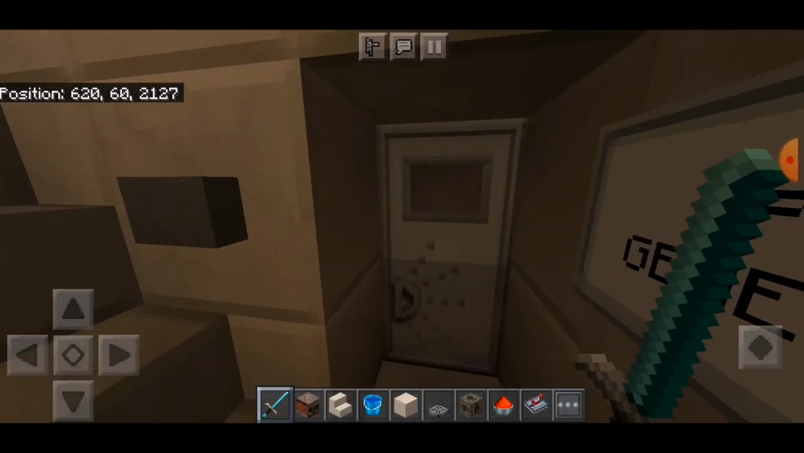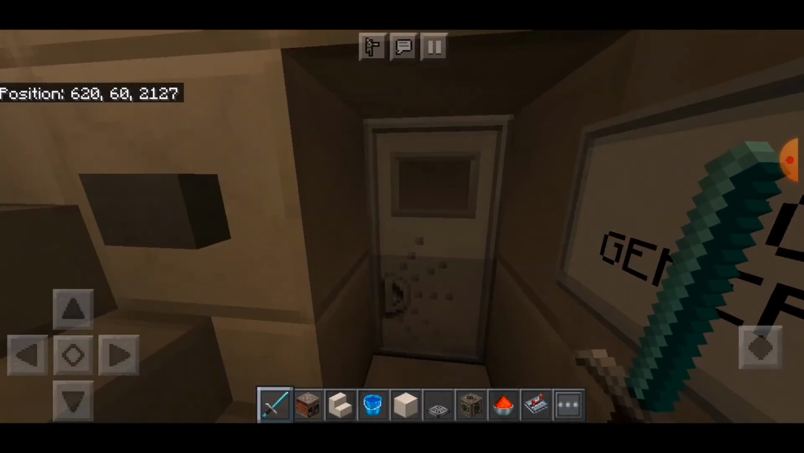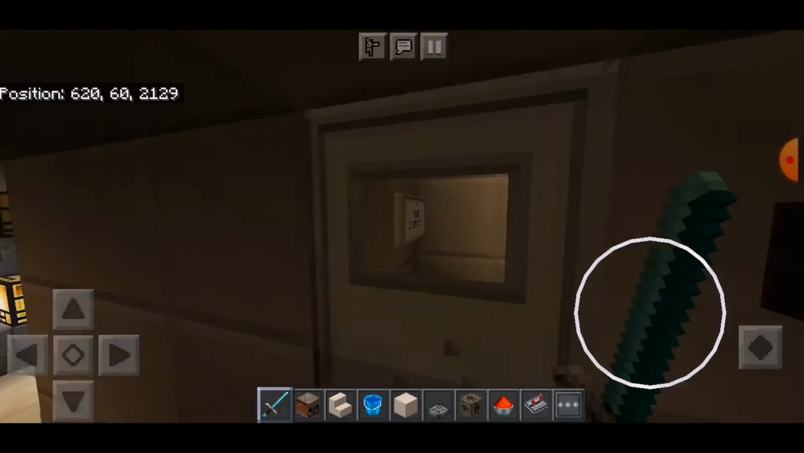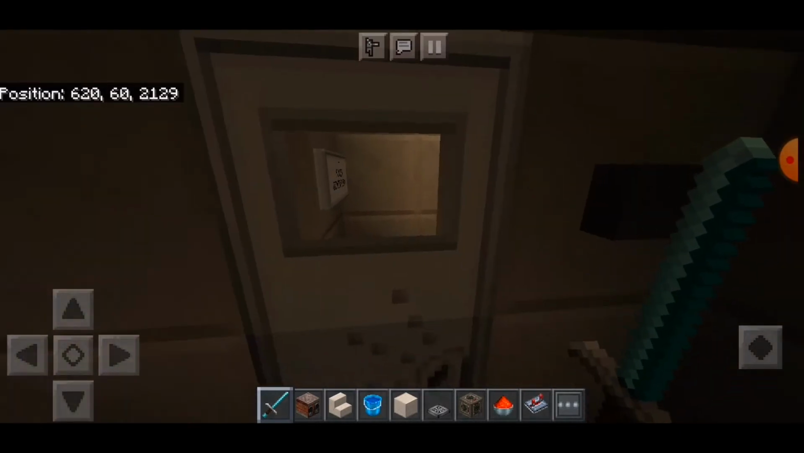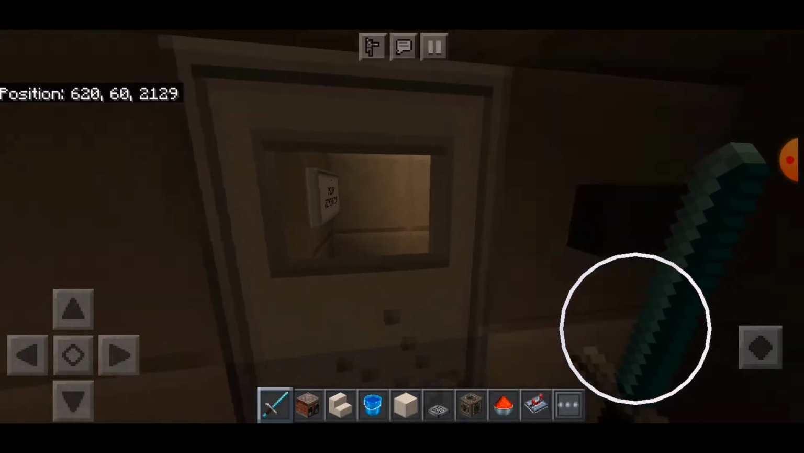Got stuck. Let's try it one more time. Typical Minecraft scenario. Hit the door, dash, we made it. This is one way to make sure that little kids that are part of your realm don't come in here and mess things up for you.